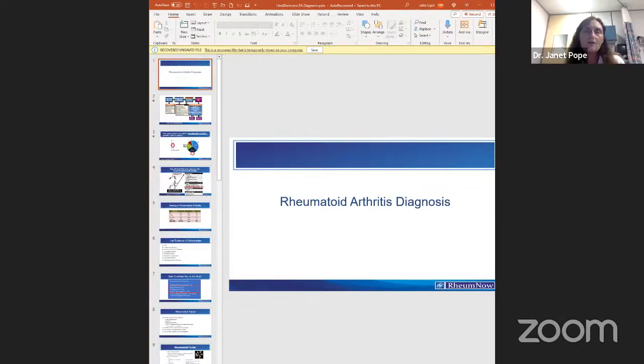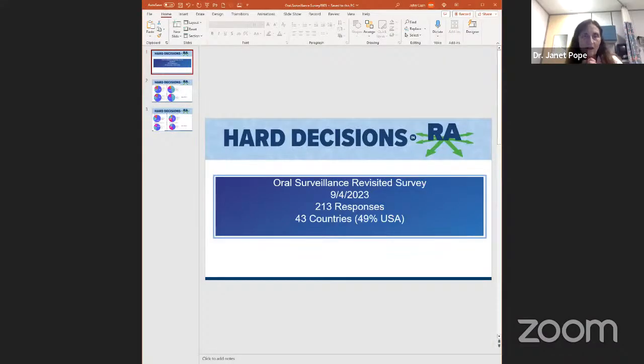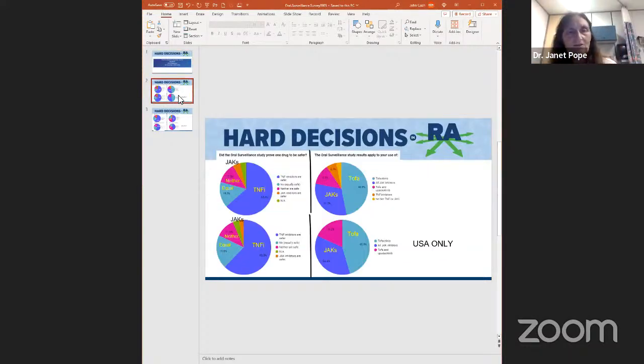So on the pie charts, what we have is looking at the responses. One of the questions was, has oral surveillance changed your prescribing of a JAK inhibitor? And interestingly, about 50% said, yes, it has. And about a quarter to a third said somewhat it has. Yeah, this is what we're looking for. So we'll go to the second slide. So thanks for that. Over 43 countries, but 50% of people from the US.